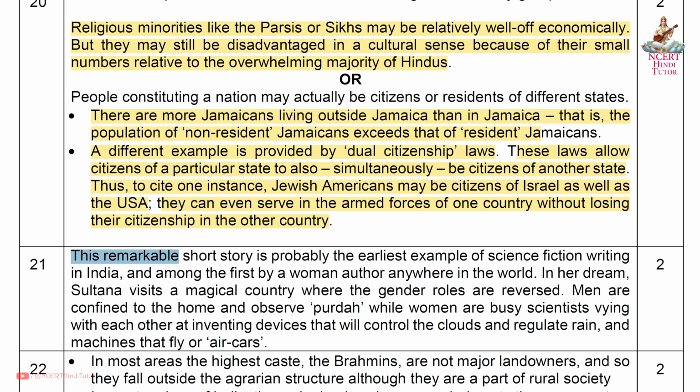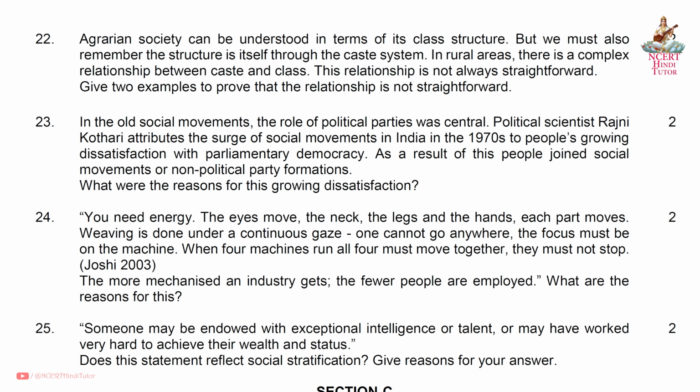Answer: This remarkable short story is probably the earliest example of science fiction writing in India and among the first by a woman author anywhere in the world. In her dream, Sultana visits a magical country where the gender roles are reversed. Men are confined to the home and observe parda, while women are busy scientists vying with each other at inventing devices that will control the clouds and regulate rain, and machines that fly or air cars. Question 22. Agrarian society can be understood in terms of its class structure.